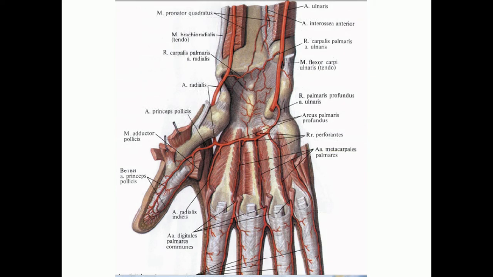And in this scheme we can find ramus palmaris profundus and arcus palmaris profundus. So here it is, arcus palmaris profundus. It is a result of communication of ramus palmaris profundus of arteria ulnaris and arteria radialis itself.